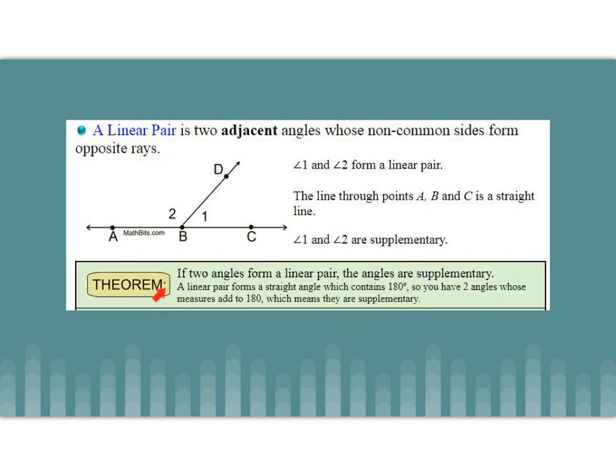You do not need to write this smaller font here. The main theorem is listed right there. That's really the important thing that you need to write under the theorem column in your notes.